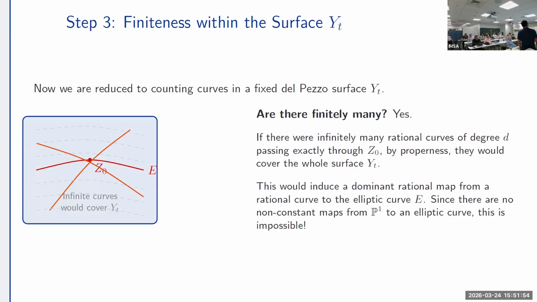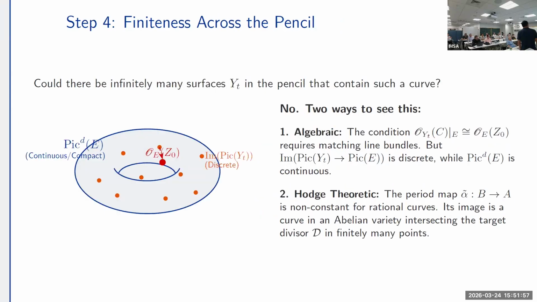We should have only finitely many. And now, in how many surfaces can one line be? So can there be infinitely many? So the answer is no. There are only finitely many surfaces where such a line, or a curve, can live. And the argument is using Picard groups.